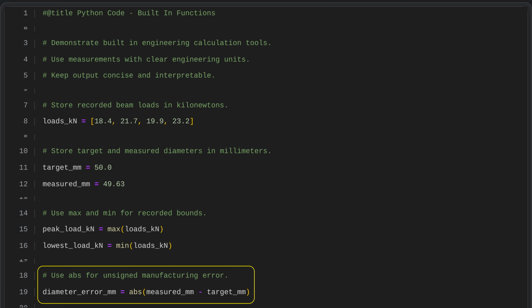To find the manufacturing error in a diameter measurement, we take the absolute difference from the target diameter. This makes the error positive whether the part is too large or too small, giving a clear measurement in millimeters of how precise the process is.